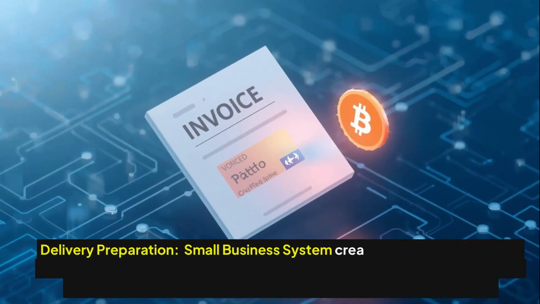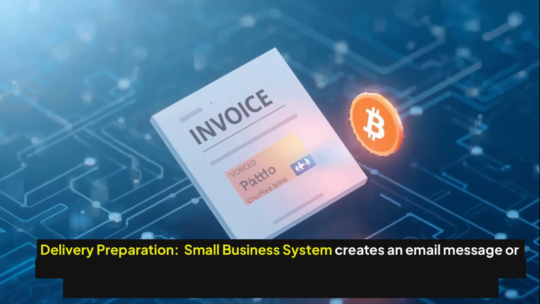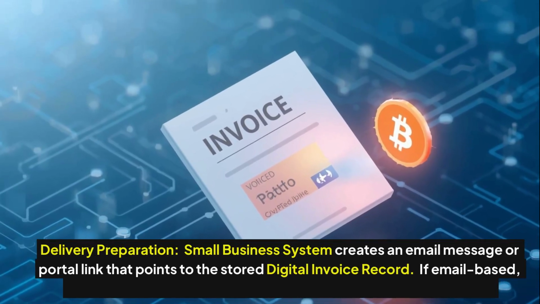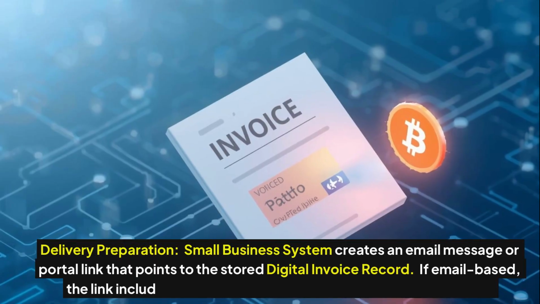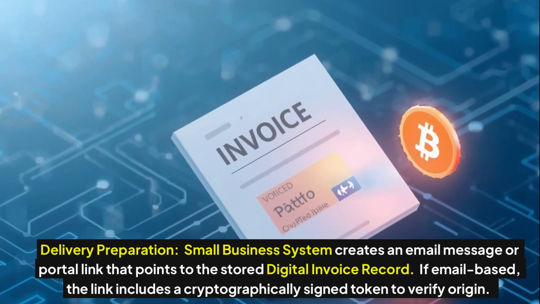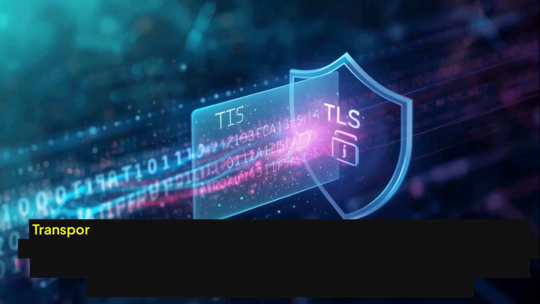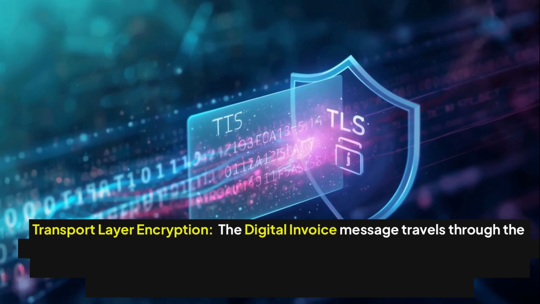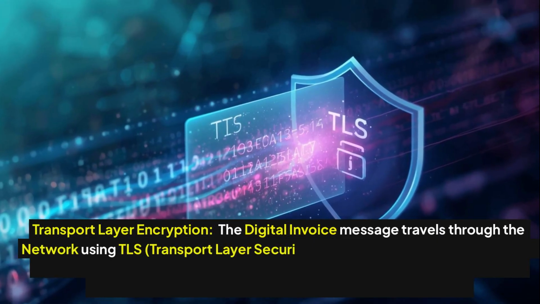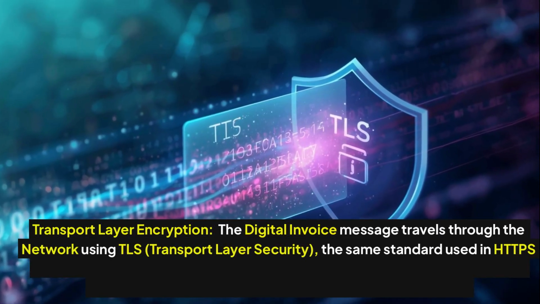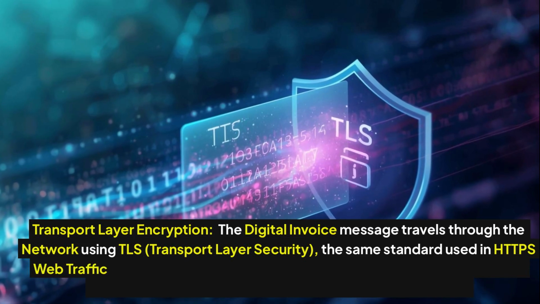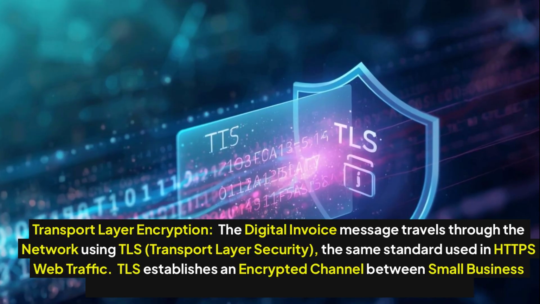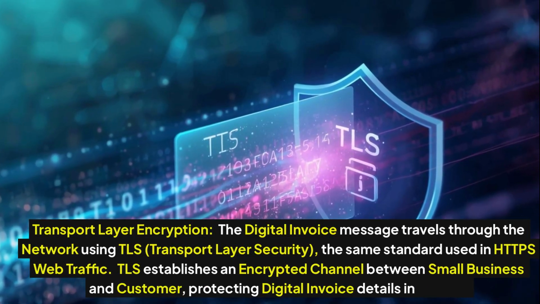Delivery preparation: the small business system creates an email message or portal link that points to the stored digital invoice record. If email-based, the link includes a cryptographically signed token to verify origin. Transport layer encryption: the digital invoice message travels through the network using TLS, transport layer security, the same standard used in HTTPS web traffic. TLS establishes an encrypted channel between small business and customer, protecting digital invoice details in transit.